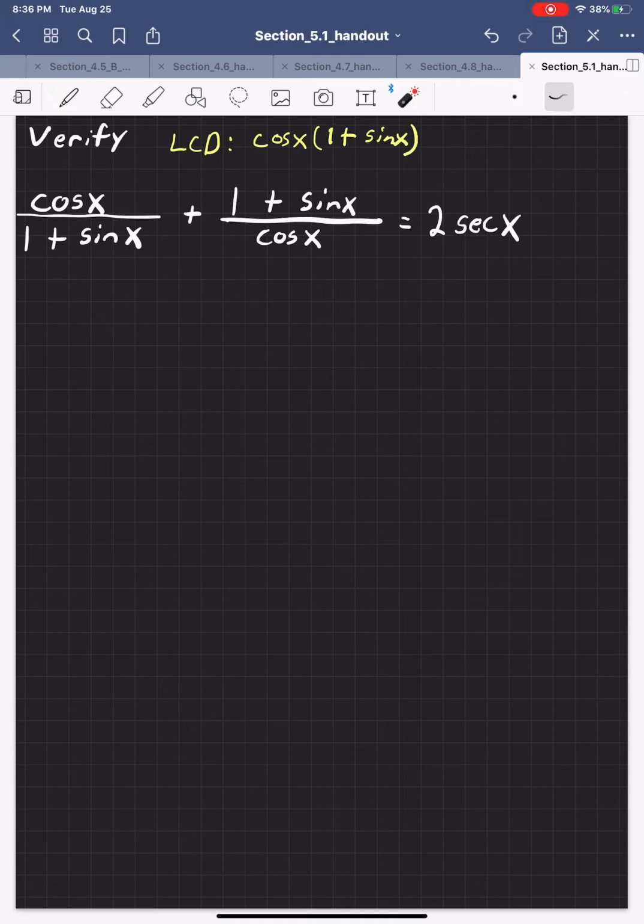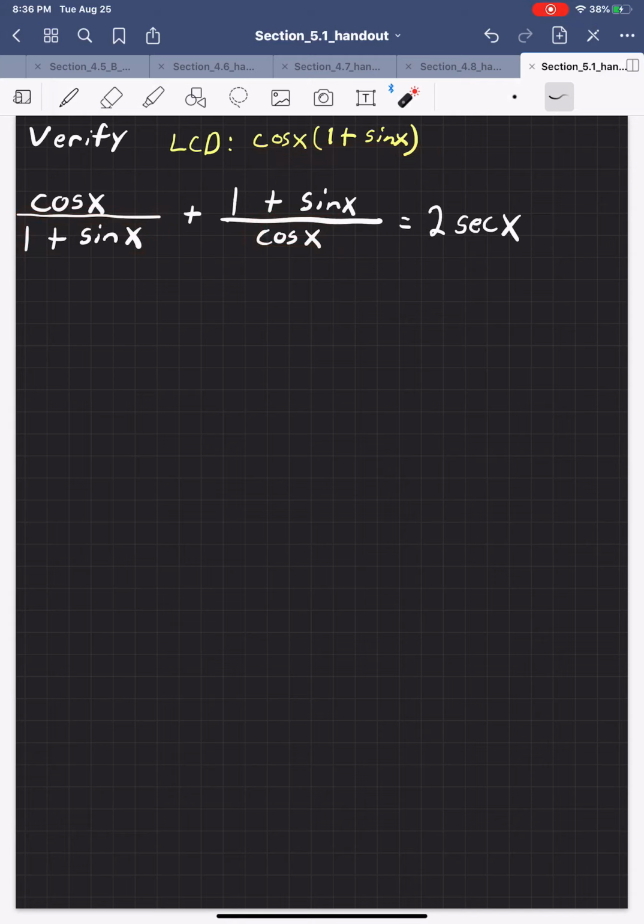Okay, so I have 2 denominators. I want both of these denominators to look like this. I want both of them to be cosine of x times 1 plus sine of x. Okay, so that's not bad.